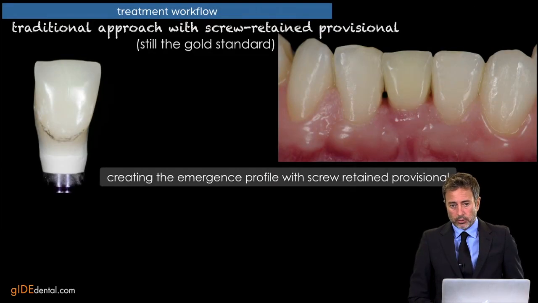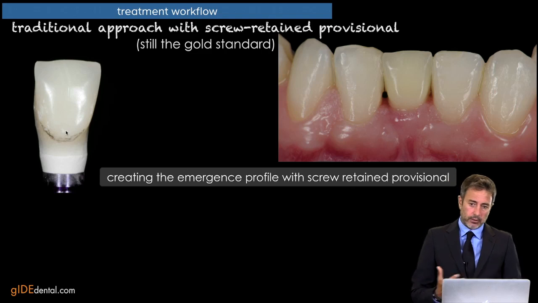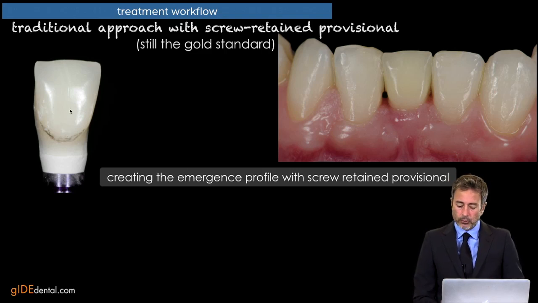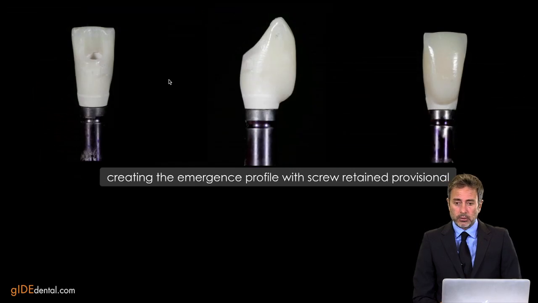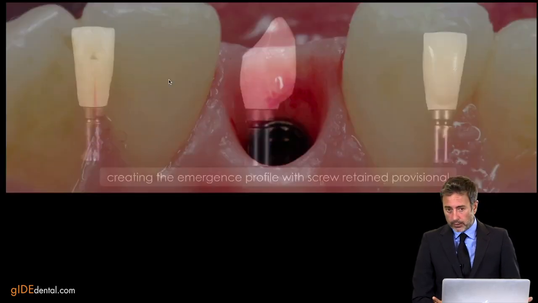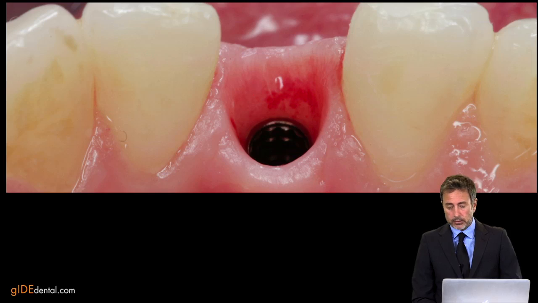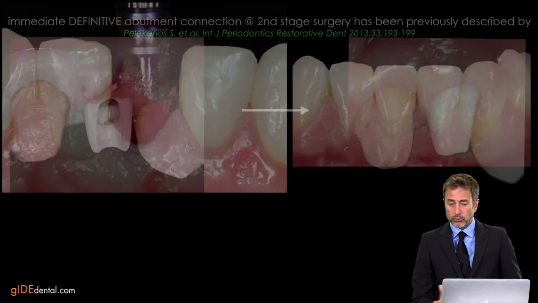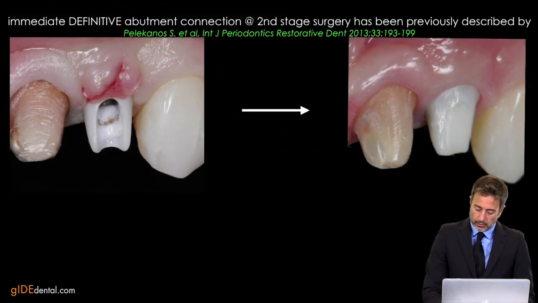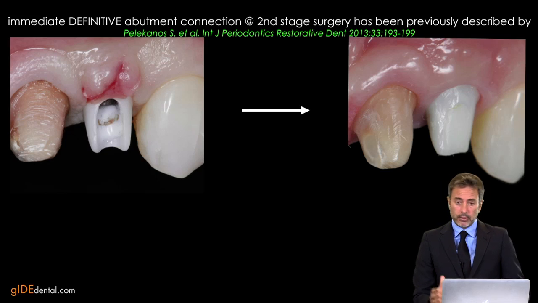We know the traditional approach. Everybody has done this: a traditional approach with a screw retained restoration made out of acrylic, when we connect and disconnect every 10-15 days, and we are creating the emergence profile with the help of this traditional screw retained restoration. And once we have created the emergence profile, we copy this, and this is the final transmucosal contour. We copy this and we proceed to the final restoration. We give this information to the dental technician and we proceed to the final restoration. This is still the gold standard.